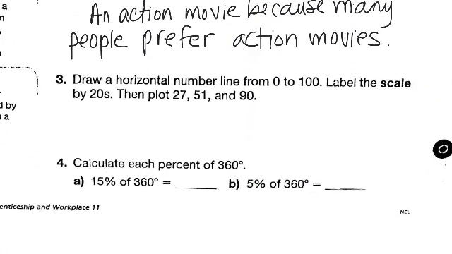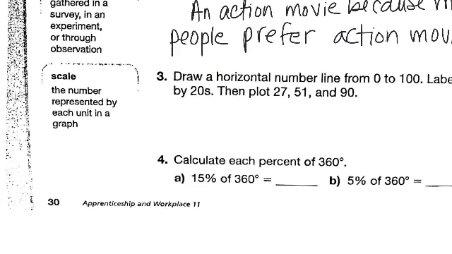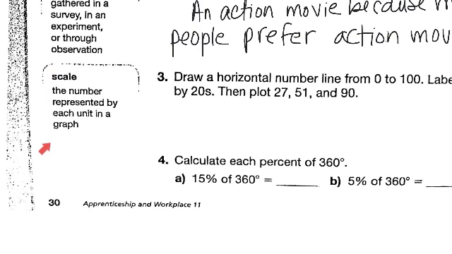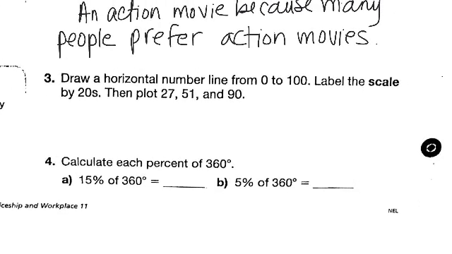All right, moving on to our next one. So it says here, draw a horizontal number line from 0 to 100, label the scale by 20s, then plot 27, 51, and 90. So first of all, a scale is the number represented by each unit in a graph. And you've seen scales pretty much all the way through school. Scales can go up by 2s, by 5s, by 10s, whatever.